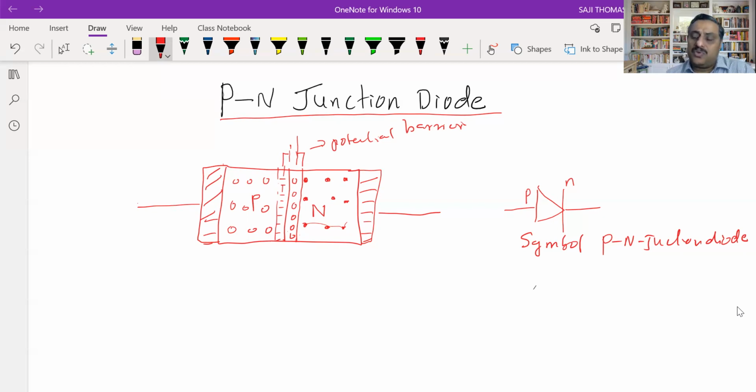Now to start conduction, we have to apply an external voltage across the diode. This process is known as biasing of the diode. Biasing of the diode. PN junction diode.